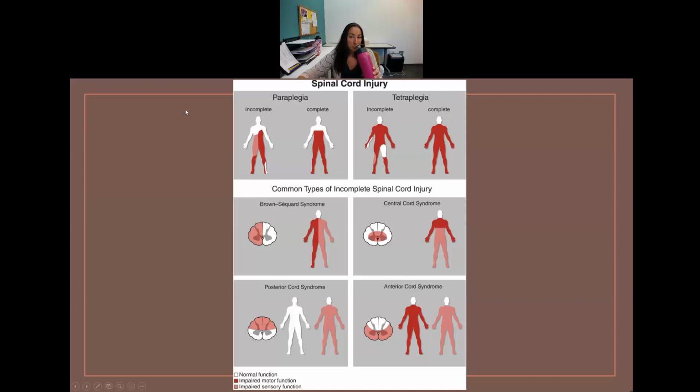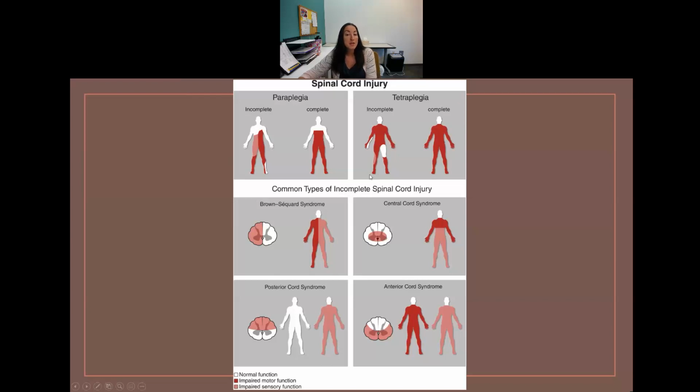Okay, it's just kind of an overview. So paraplegia, your arms are spared and the symptoms are in both legs. With tetraplegia, all four extremities are affected. If it was a complete lesion, no sensory or motor function below that level. If it's incomplete, there may be patches where there's sensation or motor function or both.